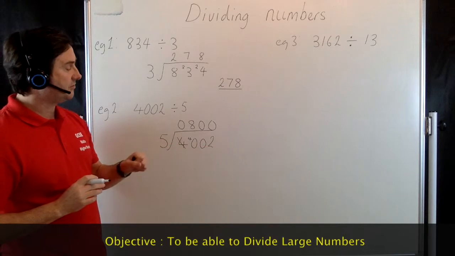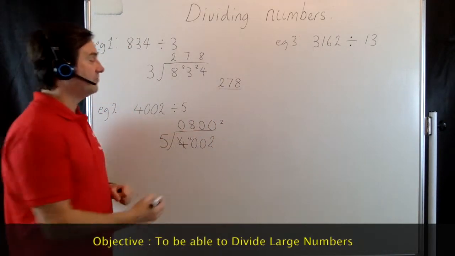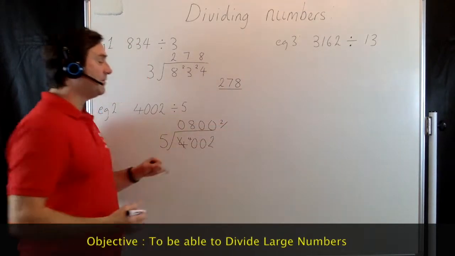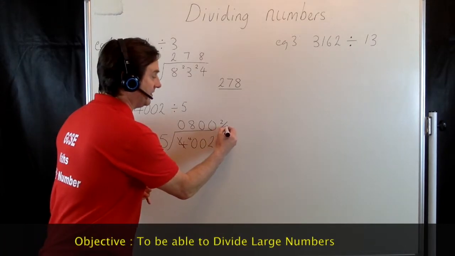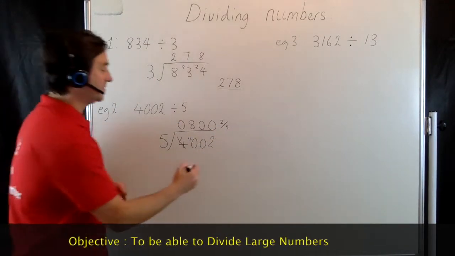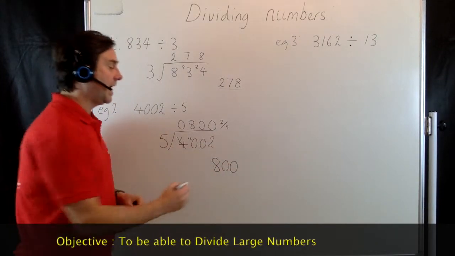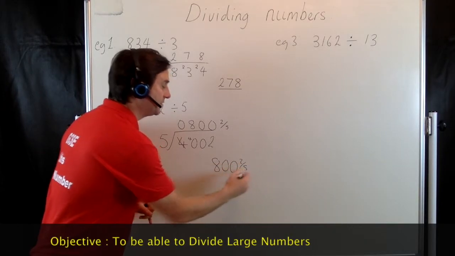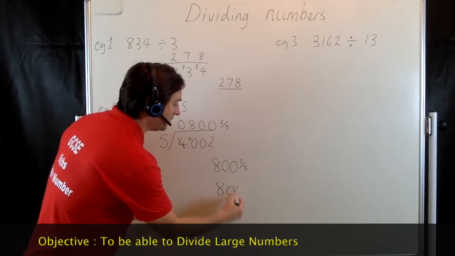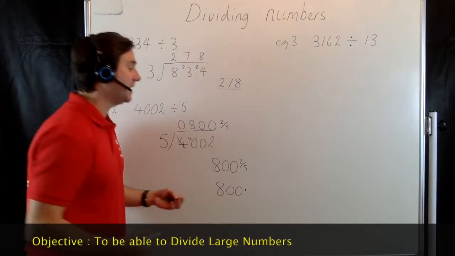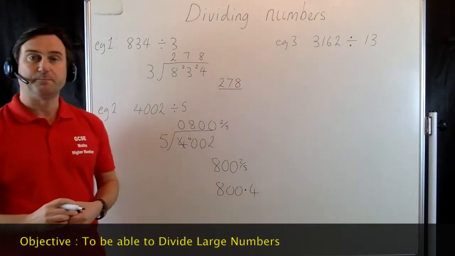We can say there's 2 remainder, so we could write this as a fraction there. And we could write 800 with 2 remainder. Whatever we were dividing by in the first place, which is the 5, we can write as our denominator there. So our answer becomes 800 and 2/5. If we then wanted to turn that to a decimal, that would become 800 point. Well, 2/5 is the same as 4 over 10, and 4 over 10 is 0.4.